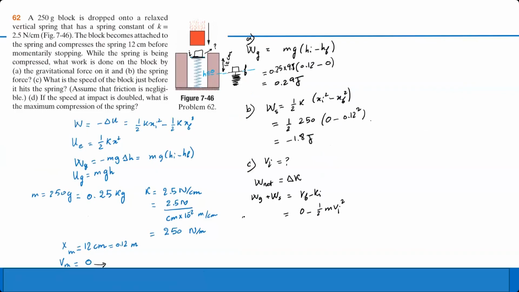The work done by gravity is 0.29 and this is minus 1.8. Keep the signs when you add up the work done. If the work is negative, keep the sign preserved here. You will get V initial to be the square root of 2 into 0.29 minus 1.8 over the mass, which is 0.25. We can calculate this. There's the minus sign that I missed. You will get 3.5 meters per second.